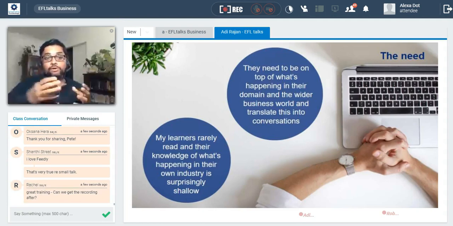So if you were only to rely on this kind of information as an employee, as a consultant, you don't have much to go on because you have a flawed view of what's happening in the market. So their knowledge of their own industry is actually surprisingly shallow. And there's no concept of CPD as we have in teaching, for example.